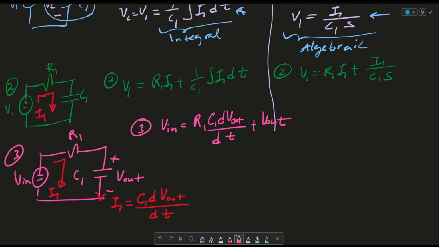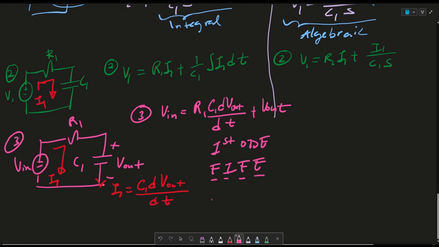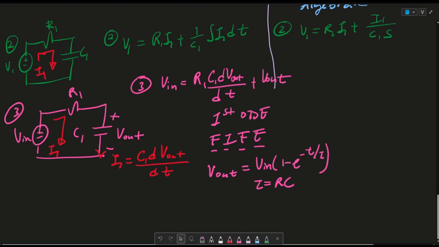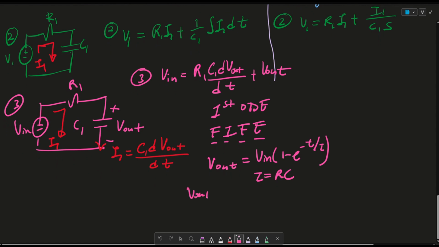And essentially, this is what we call a first order differential equation. Using the formula, which is initial, final, exponential, you saw that V out is equal to Vn times 1 minus e to the negative t over tau, where tau is equal to RC. And the transfer function, which is V out over Vn, is equated to 1 minus e to the negative t over tau.